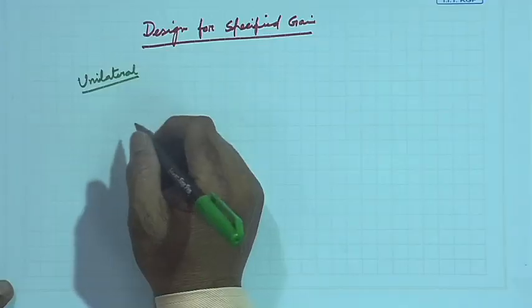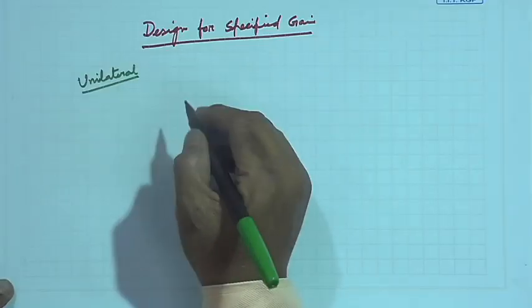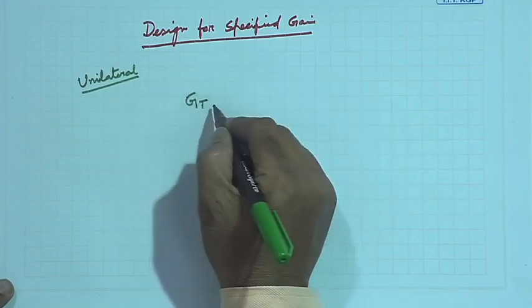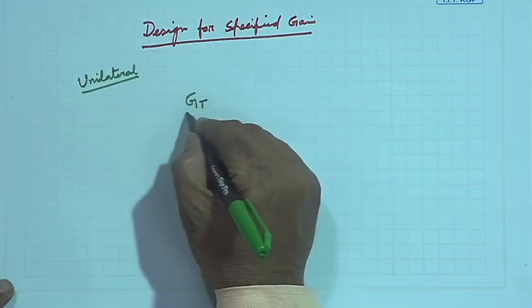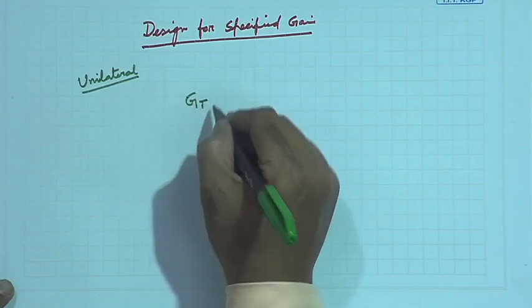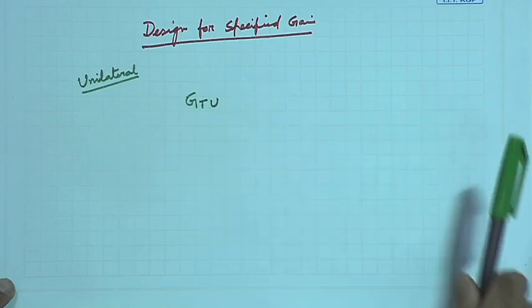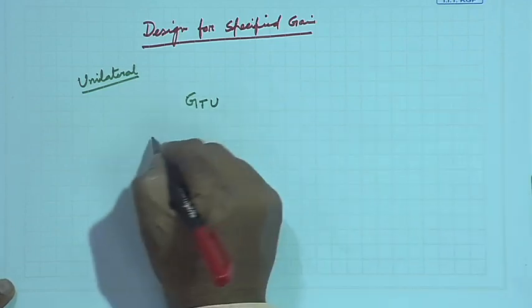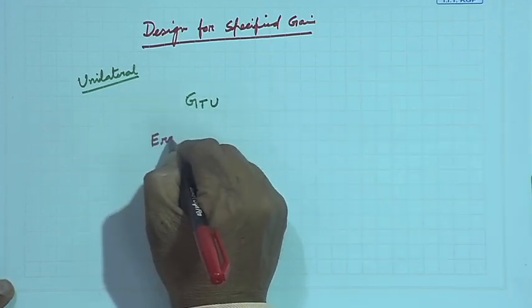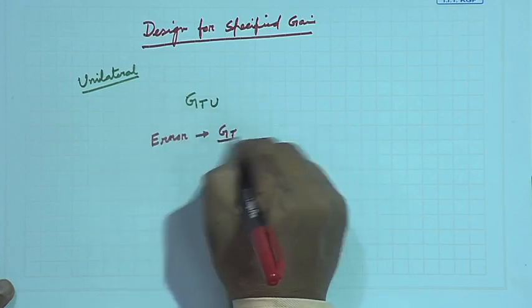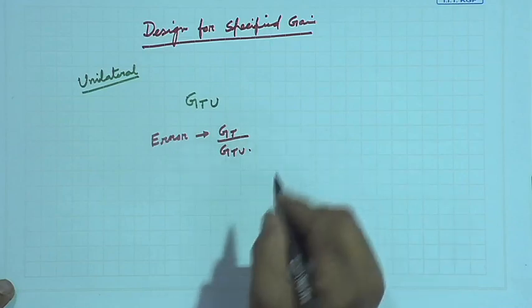So, in the unilateral case, actually you see, if I make the unilateral assumption, my GT in the unilateral case, let us call that GTU. So, for the actual device, if it is not unilateral, can I say that I am committing an error of the order GT by GTU?